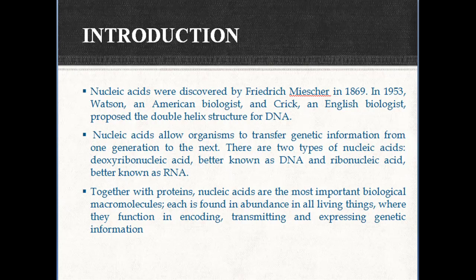Friends, we know nucleic acids allow organisms to transfer genetic information from one generation to another. Commonly, there are two types of nucleic acid: deoxyribonucleic acid, which is better known as DNA, and ribonucleic acid as RNA. DNA is found mainly in the nucleus of the cell, whereas ribonucleic acid, that is RNA, is found mainly in the cytoplasm of the cell, though it is synthesized in the nucleus.